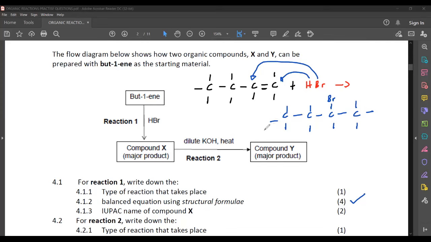4.13 says the IUPAC name of compound X. Judging by what I'm looking at, compound X is 2-bromobutane. Guys, again, naming is part of this topic, right? Today I'm just specifying only this part. There are other parts to this whole thing of organic chemistry. So it's 2-bromobutane. There you are. That's the name, 4.13.